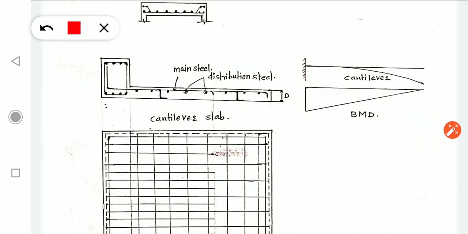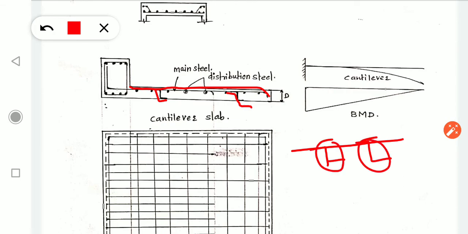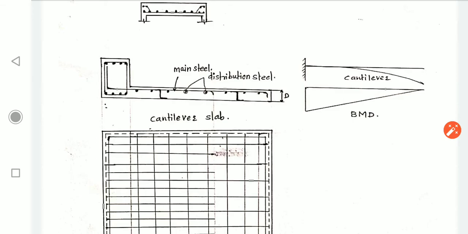Now the next important part in a cantilever slab is this. What is this? These are the chairs. These are not structural steel. They are provided for supportive purpose. You can't hold a reinforcement in this position directly. You have to place something below it, right? And that's the purpose of providing this reinforcement. This is nothing but chairs provided to hold the bars in position while doing concreting.